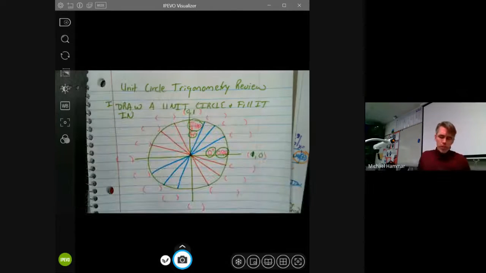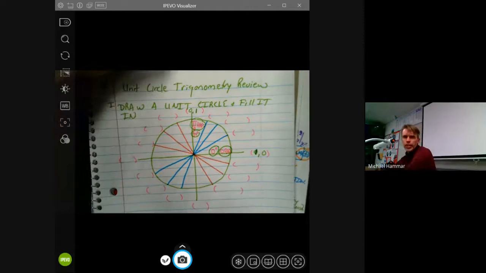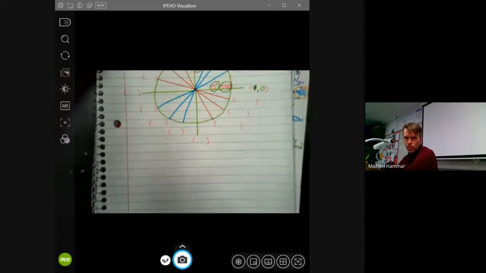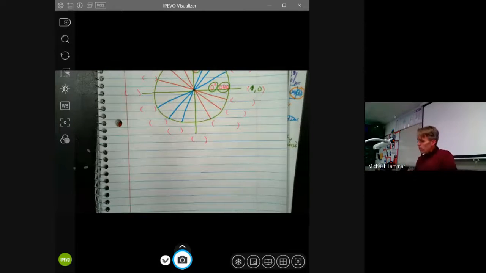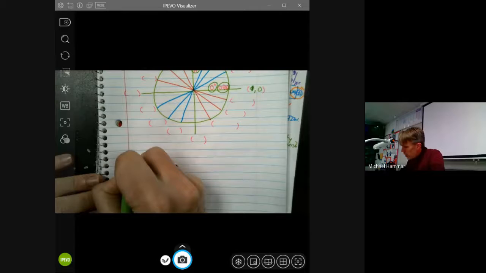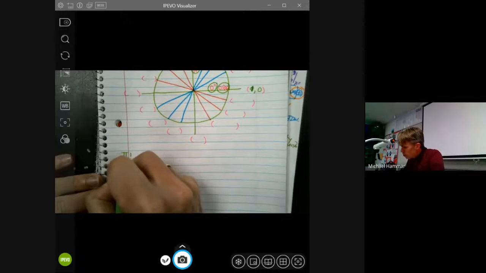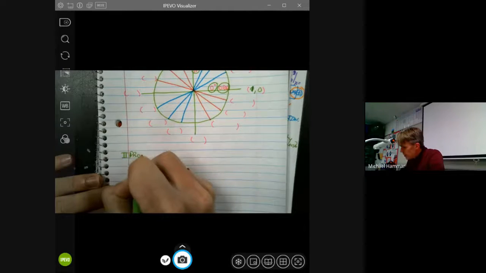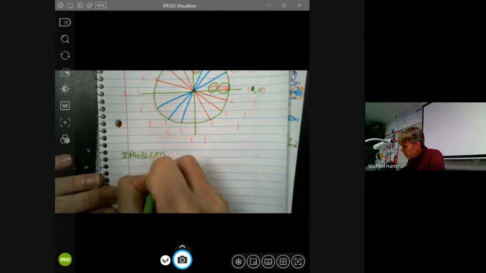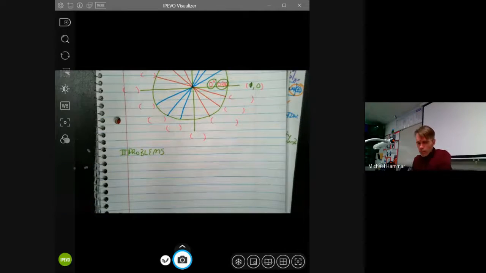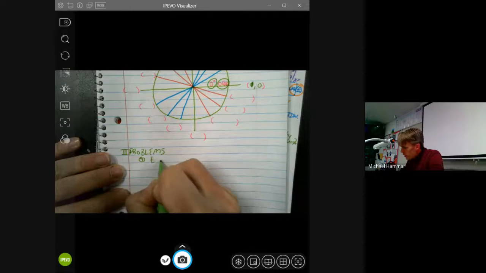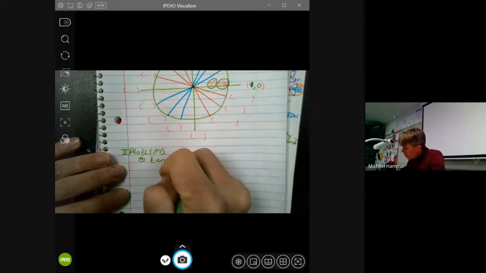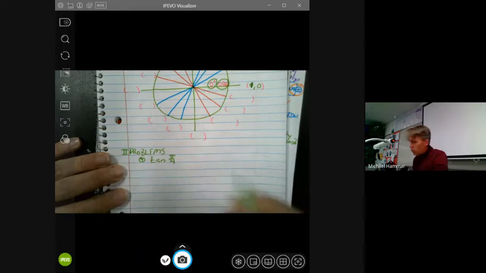Now we're going to review how to do a lot of the math that goes along with this. You have to be able to use that unit circle to actually solve problems. So we're going to take a look at some problems and the types of things you're going to have to do. The first one, we're just going to start out really simple, with the tangent of pi over 4.